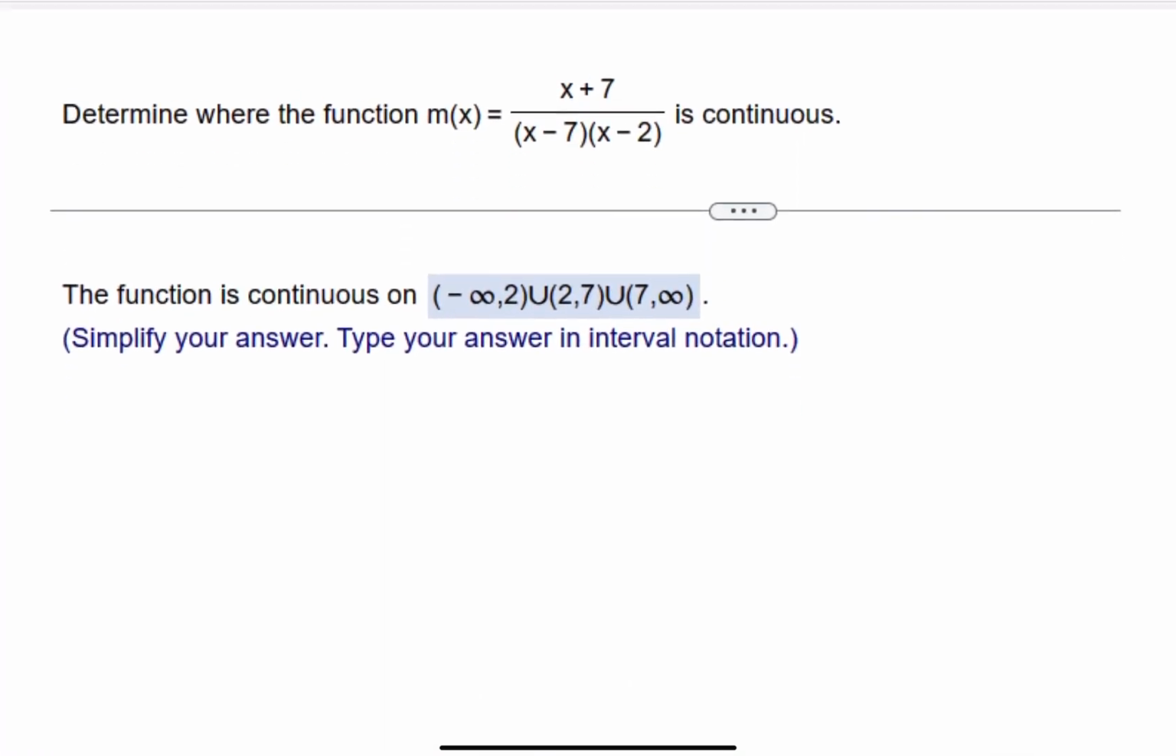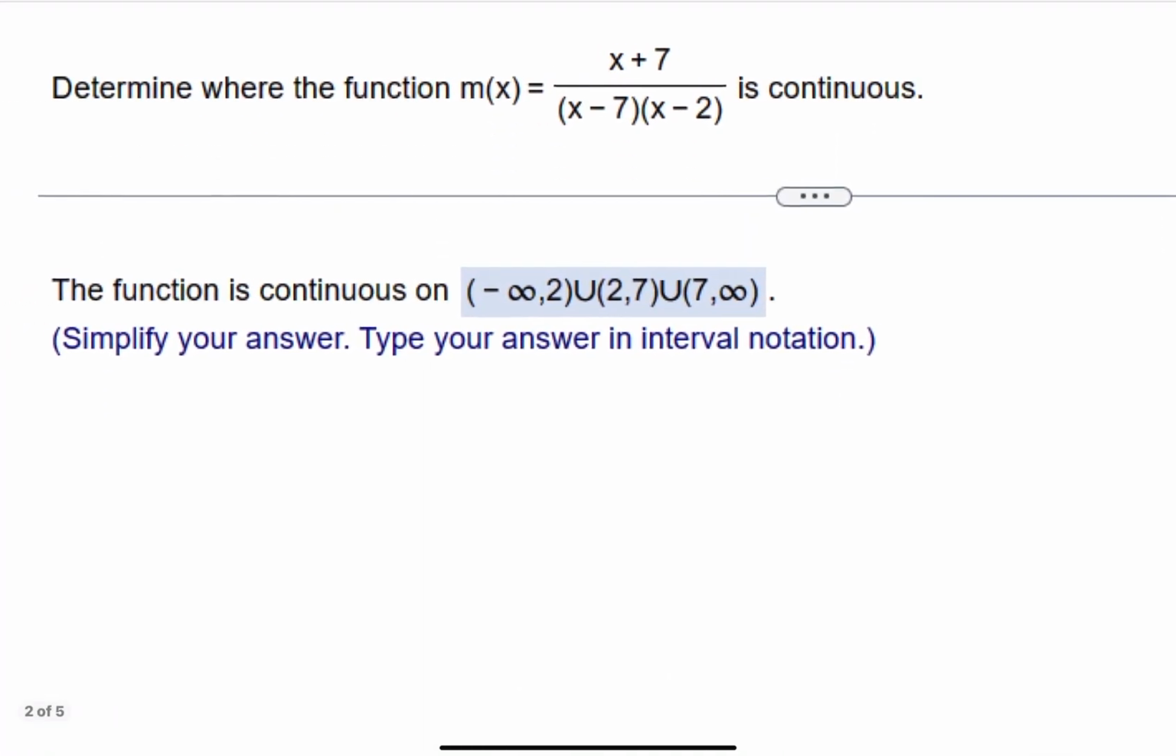Let's look at the first problem here. It says determine where the function is continuous. By default, this is a rational function. So that means the denominator should not be equal to 0. If the denominator is 0, it becomes discontinuous. So my goal here is my x should not be equal to 7 or x should not be equal to 2, because if I put in 2 minus 2, I get a 0. 7 minus 7, I get a 0.